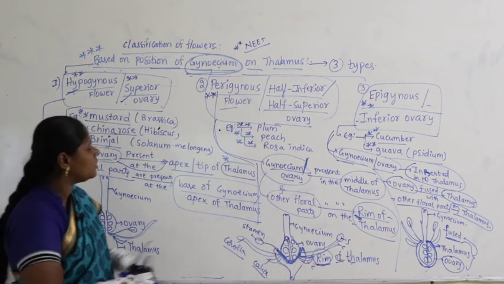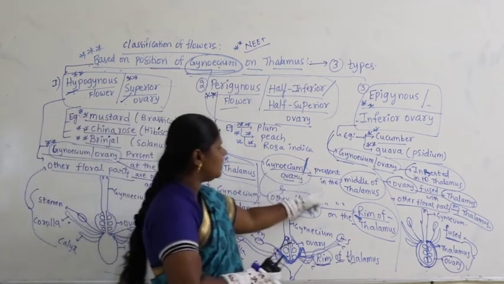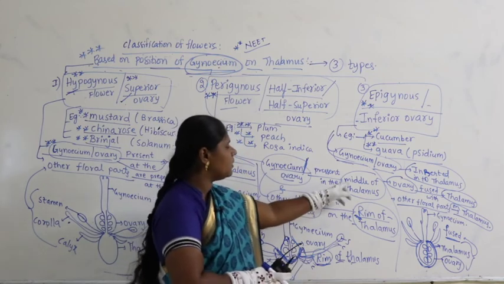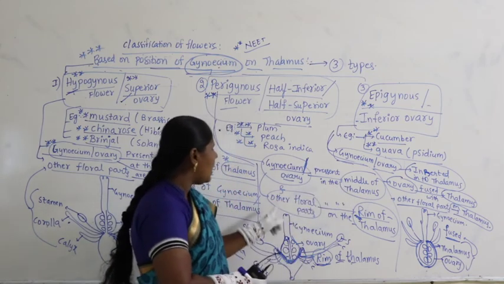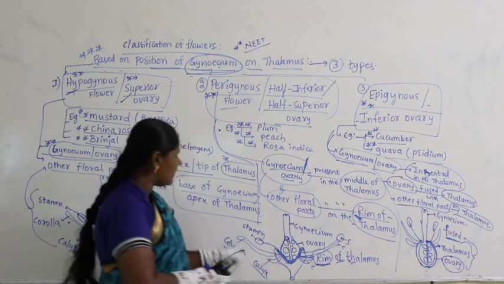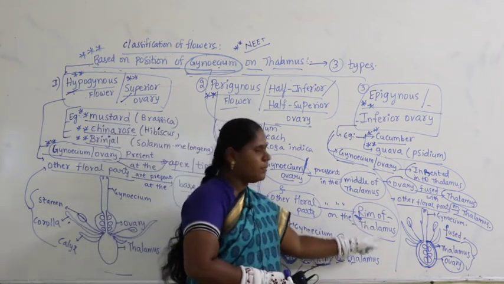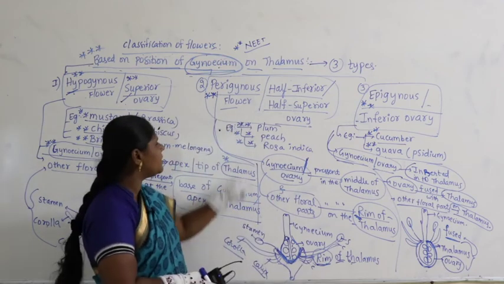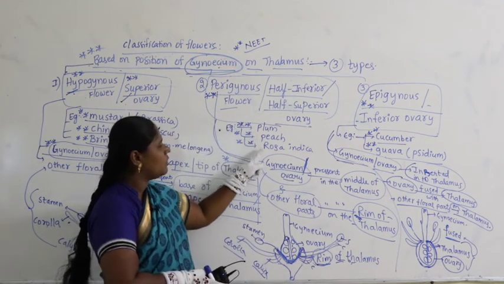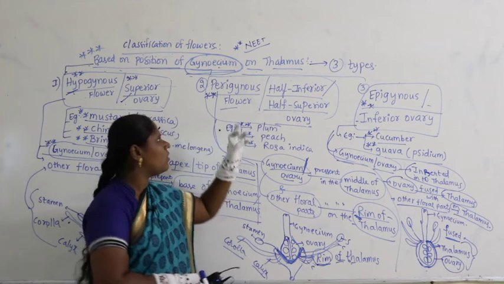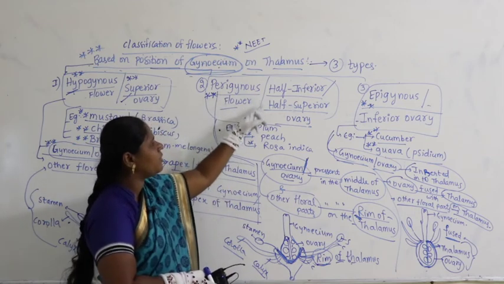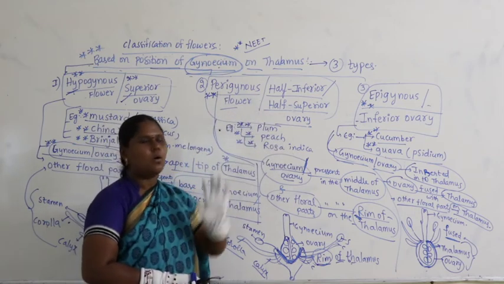So look at the definition. Gynoecium or ovary is present in the middle of the thalamus, or inserted halfway into the thalamus. What are the other floral parts? Stamens, corolla, calyx are present on the rim of the thalamus. Where is it present? Plum, peach, Rosa indica. So such a type is called perigynous, or half inferior or half superior ovary.